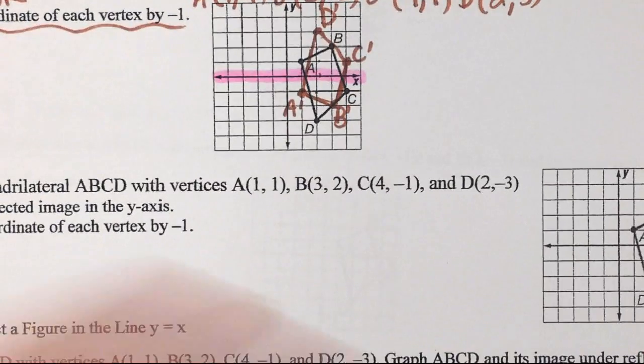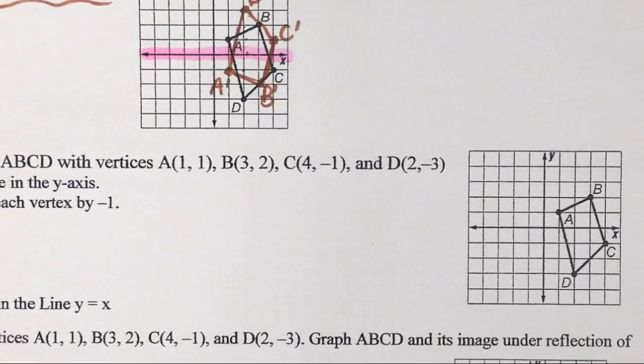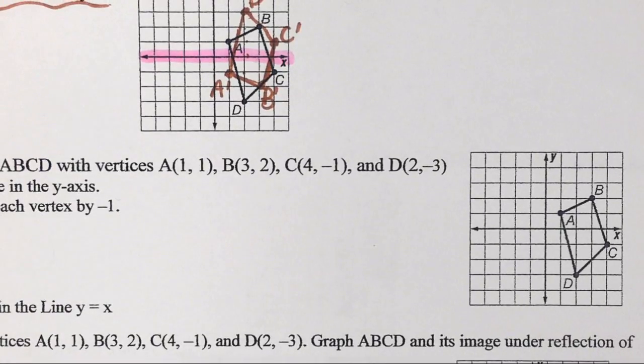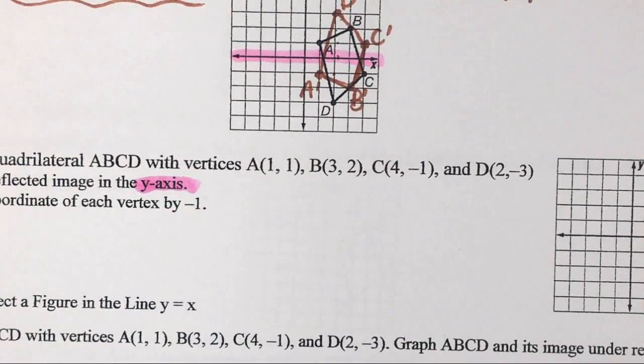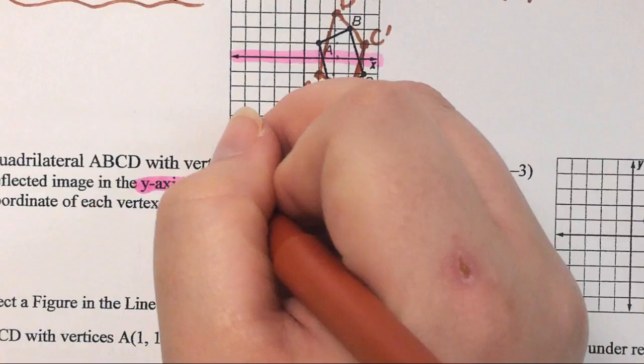Okay, well, if you read the next one, again, they've gone ahead and graphed it for us. How nice of them. Well, I guess we didn't need practice graphing today. They said we're going to reflect over the y-axis. So the y-axis is our line of reflection this time.